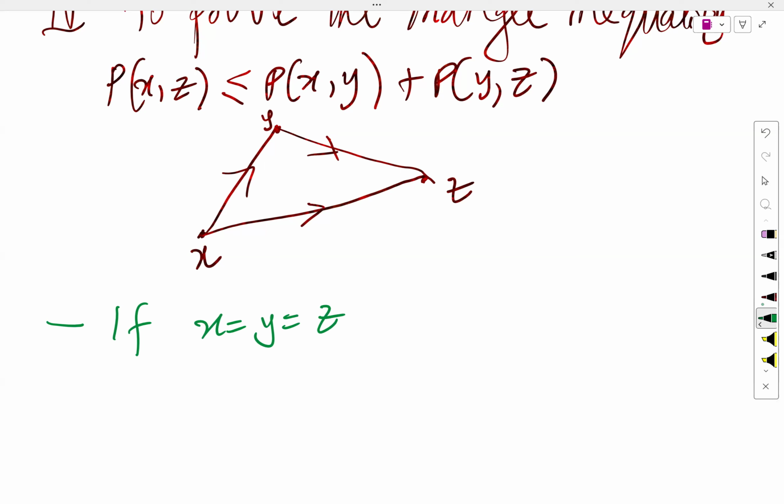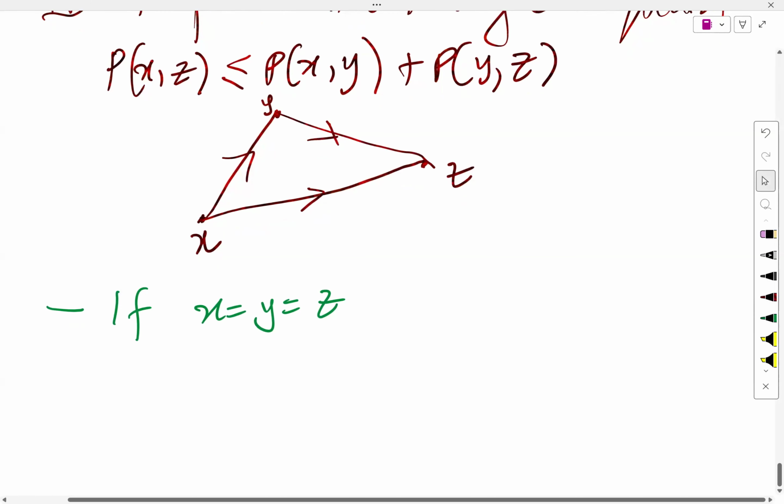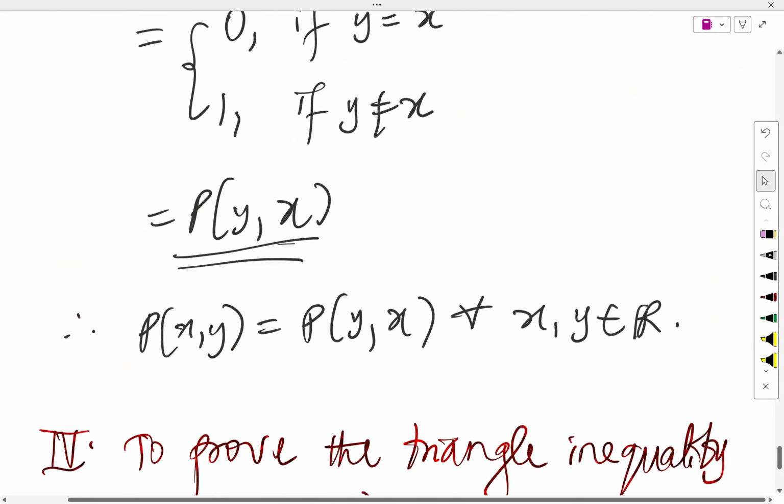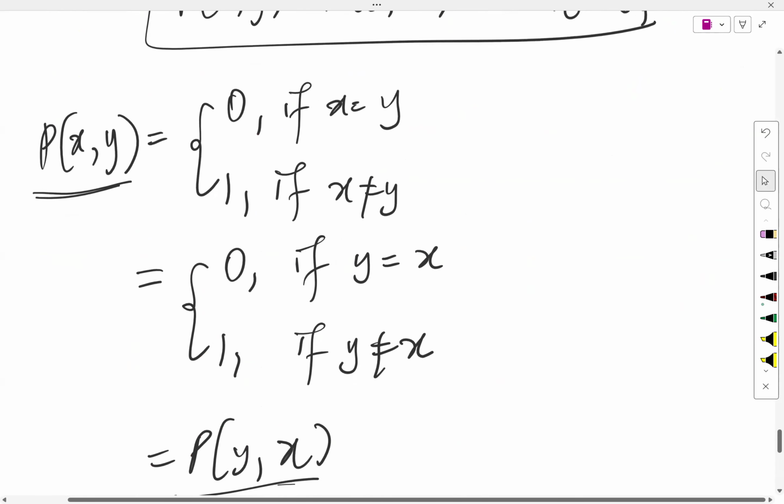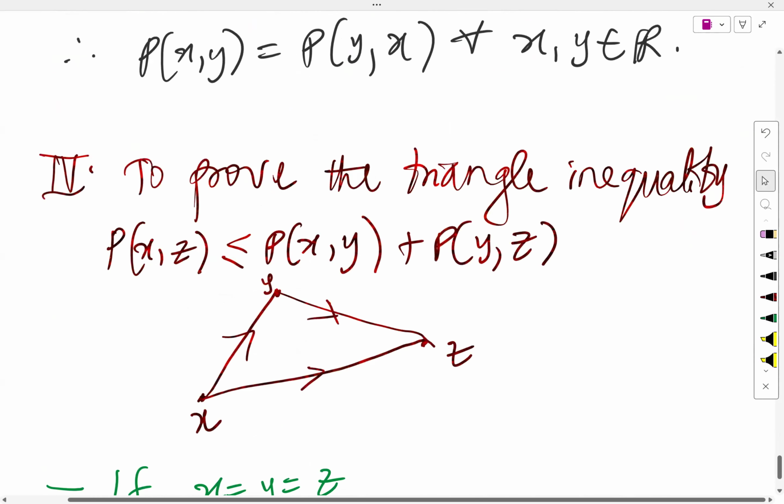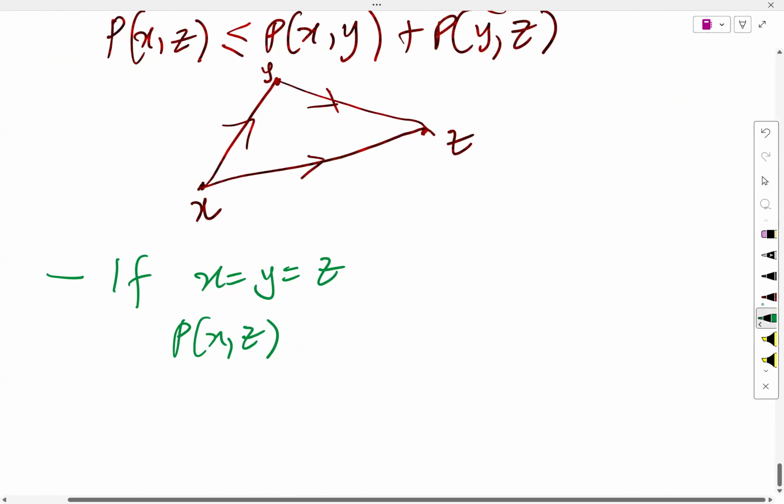So if all the points are the same, that's one scenario. If x is equal to y is equal to z, then p of x comma z, we already know that. If they are equal, we have 0. If they are different, we have 1. So if x is equal to z, p of x z is going to be 0 because x is equal to z.